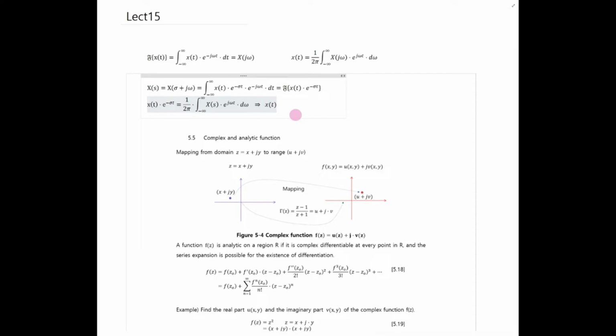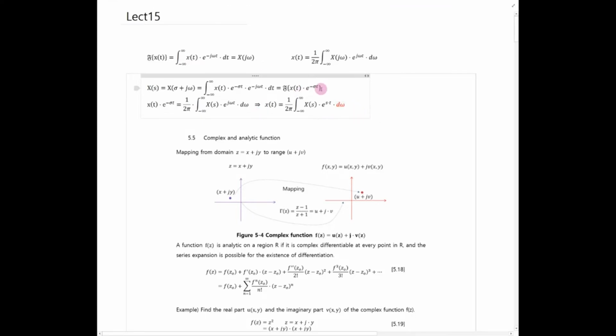x(t) equals 1 over 2 pi, integral from minus infinity to infinity, X(s) e to the, if you multiply this one, it will be sigma plus j omega t. That's the st, and the integration variable at this moment is omega. So we need d omega. I would like to replace this one. This d omega part should be replaced with the ds integration.